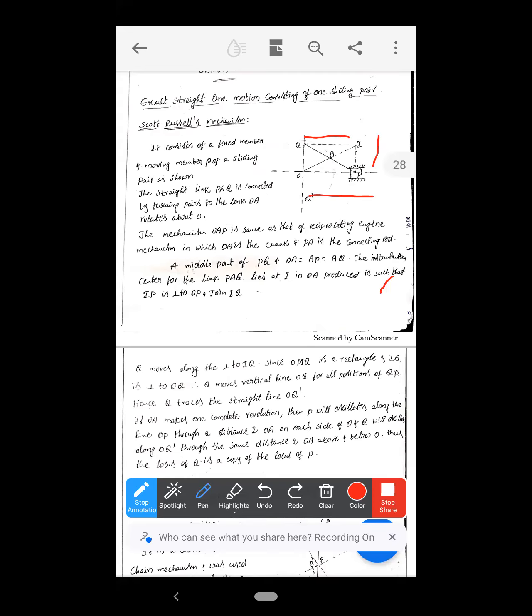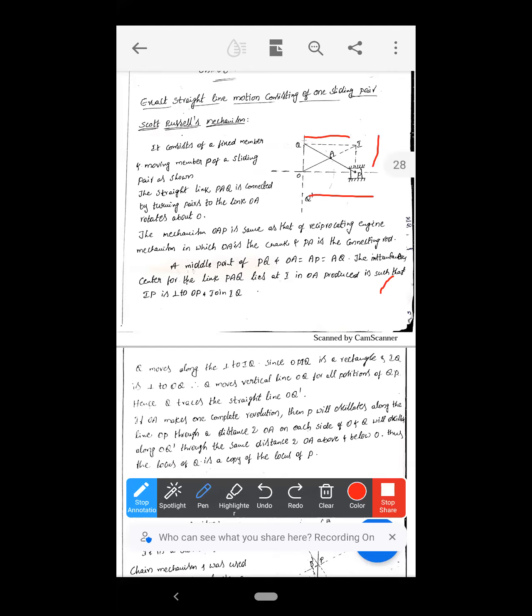So when we extend the perpendicular of the OP and the horizontal projection of Q, we also achieve the instantaneous center. Now the mechanism will happen.